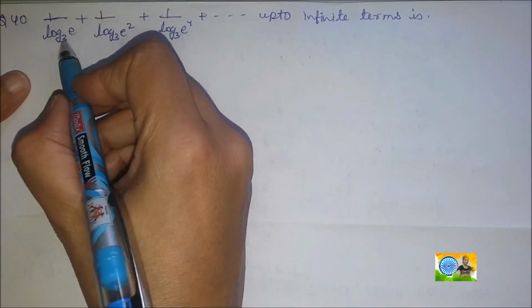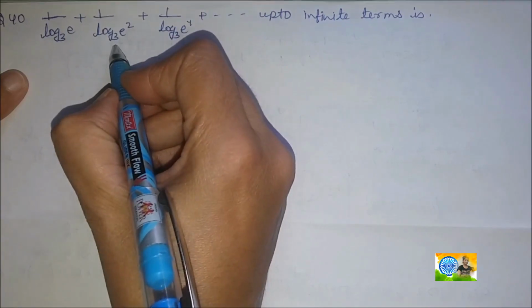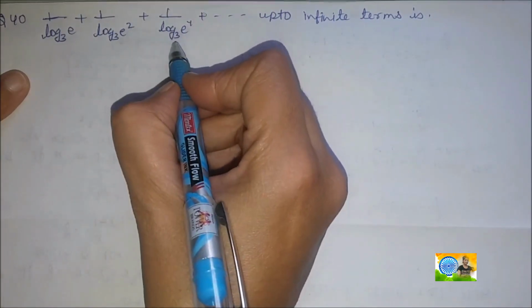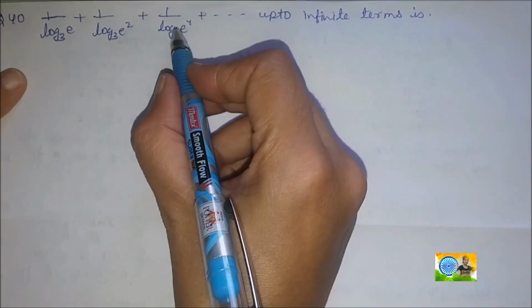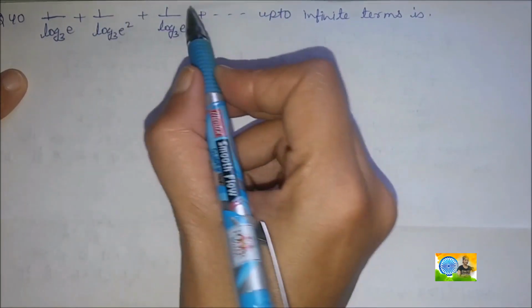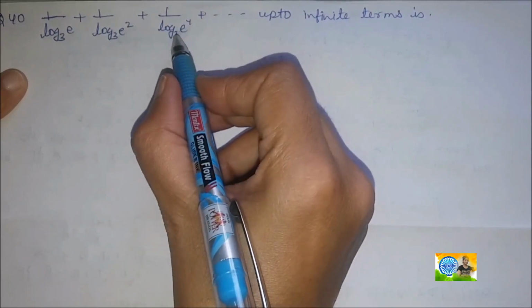1 upon log to the base 3e plus 1 upon log to the base 3e square plus 1 upon log to the base 3e4 up to infinite terms is. In this question, we need to find the sum of this series. For this, we will be using log formulas.